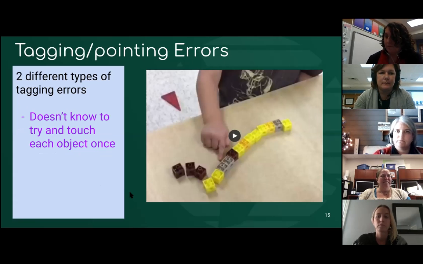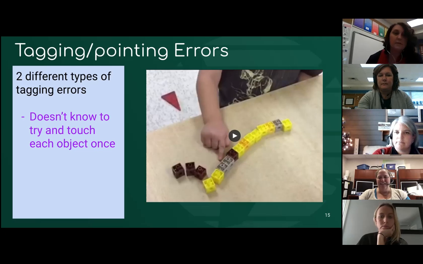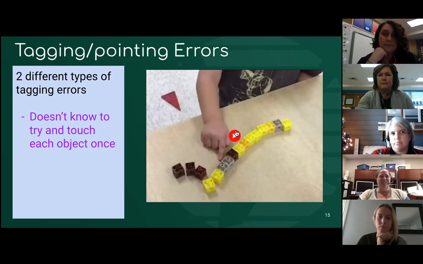Okay. So we're going to take a look at some of the tagging or counting errors. The first generalized error is that they don't actually really understand counting yet, and so they don't know that they need to touch each object in order to tag, but they've seen people do it, so you can see them kind of modeling their action after what they've seen.